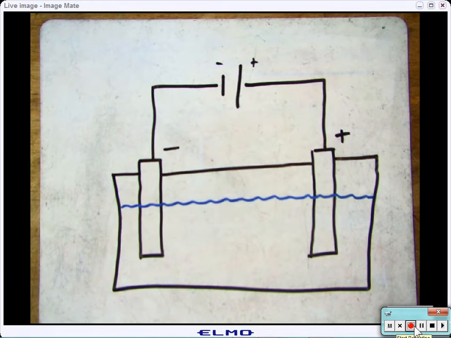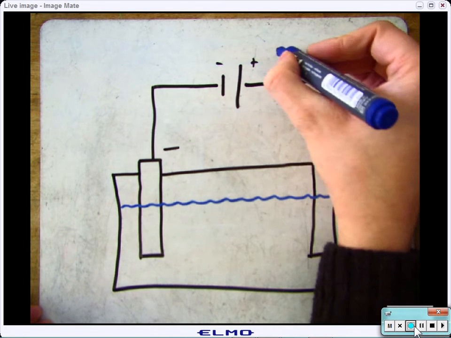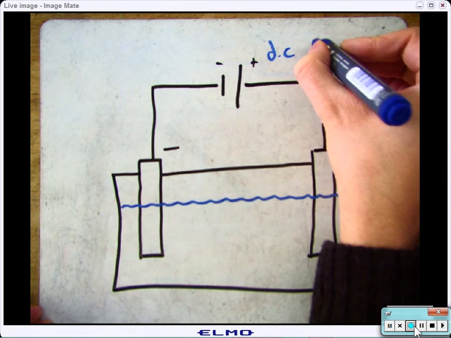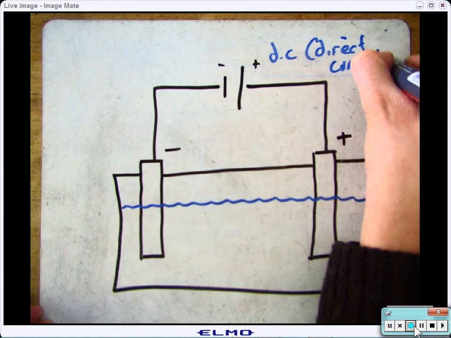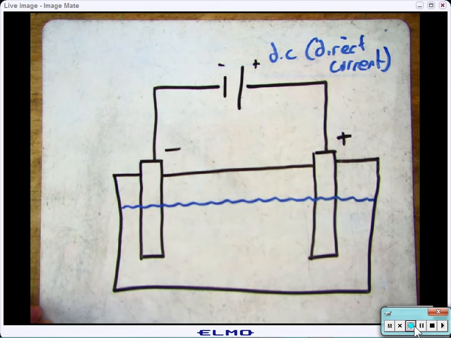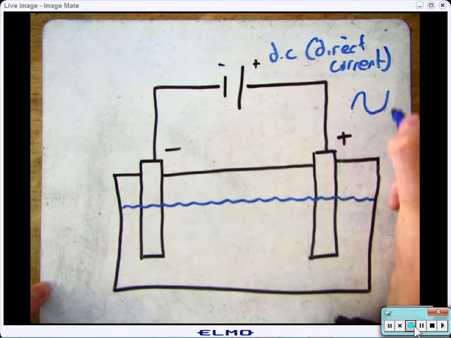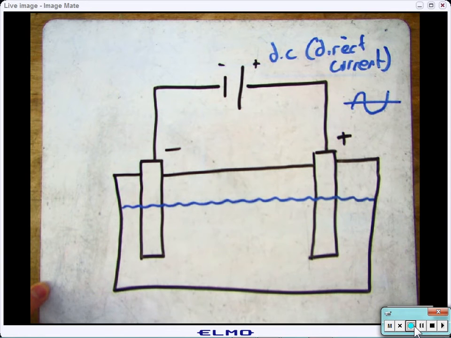So this is the basic diagram that you should be familiar with. Here we have our power supply, and it is direct current. What that means is the current going to each of the terminals is constantly either negative or positive. If you use alternating current, it means that the current goes up or down from positive to negative all the time, which makes it very difficult to collect the products. So in the exam you need to make sure you say direct current.